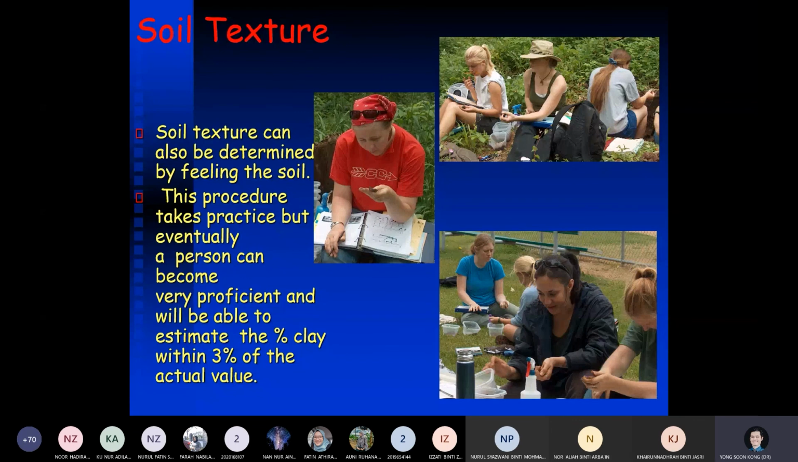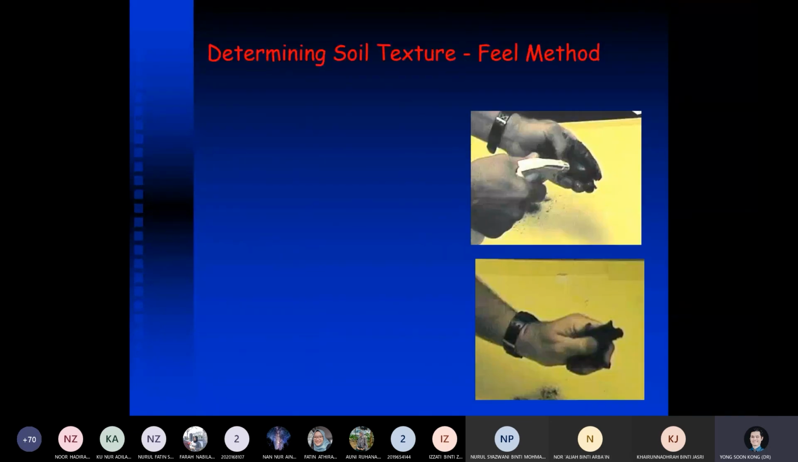Soon enough. Maybe not now. You don't need to do this experiment yet. Wait until I finish the soil physical properties. So this is how it's done.